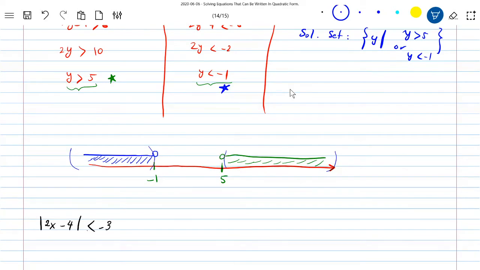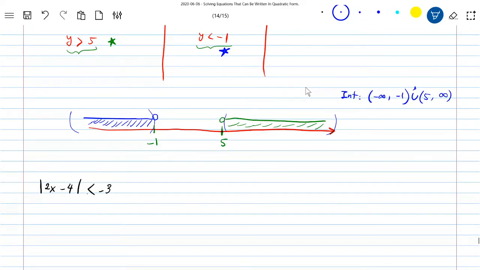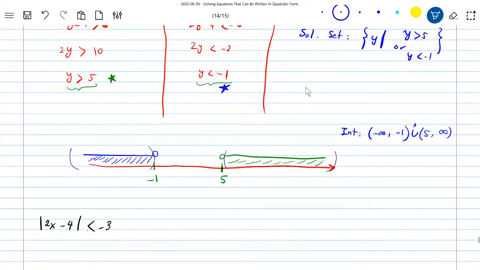So let's try to write this solution. How do you write the interval form of it? Interval form. You would say from -infinity to -1, and from 5 union 5 and infinity. Sometimes instead of using union, they put a comma in between. So this is the solution to your equation.